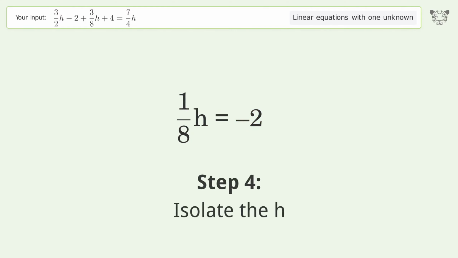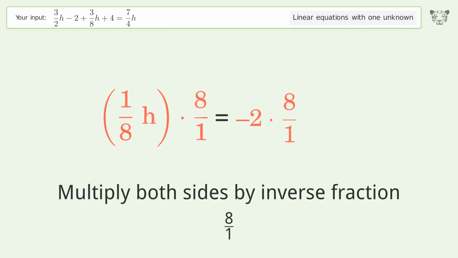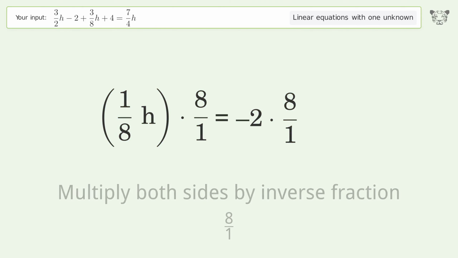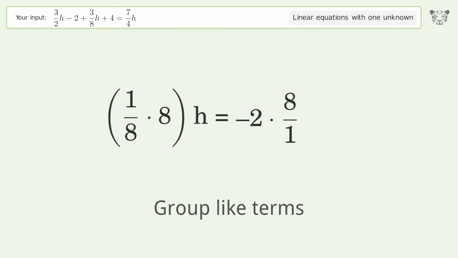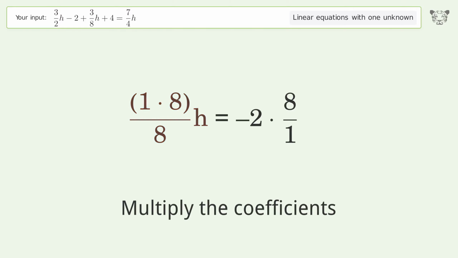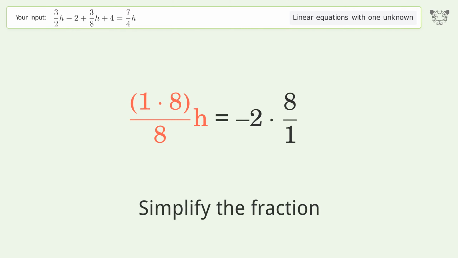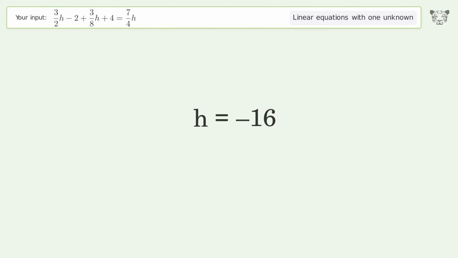Isolate the h. Multiply both sides by inverse fraction 8/1. Group like terms. Multiply the coefficients. Simplify the fraction. Simplify the arithmetic. And so the final result is h equals -16.